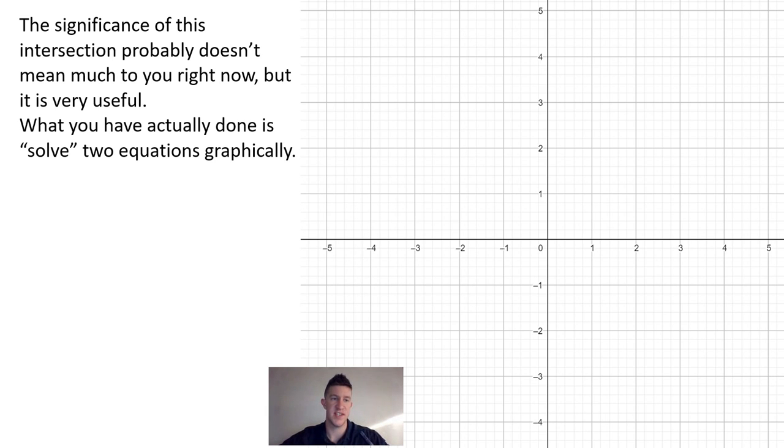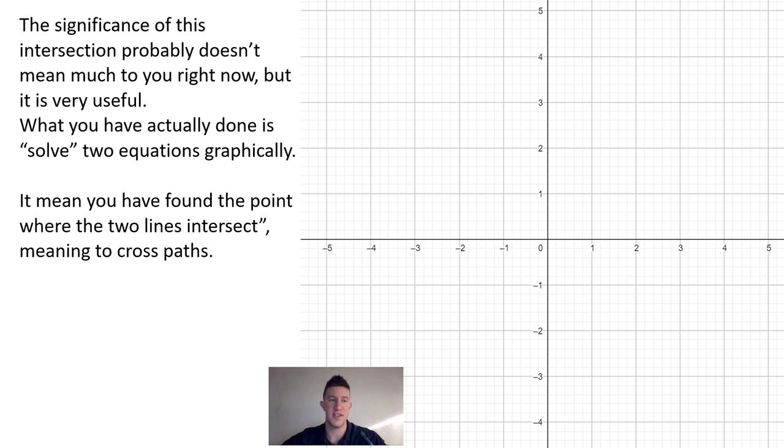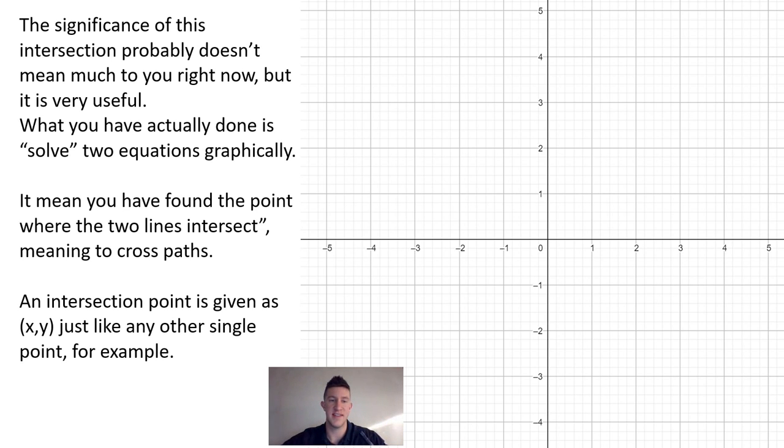So what you've actually done is you've solved two equations graphically. It means that you've found the point where the two lines intersect, which is just another way of saying where they cross paths. An intersection point is given as an x, y, just like any other point, so it's a coordinate. An intersection point is a coordinate of intersection.